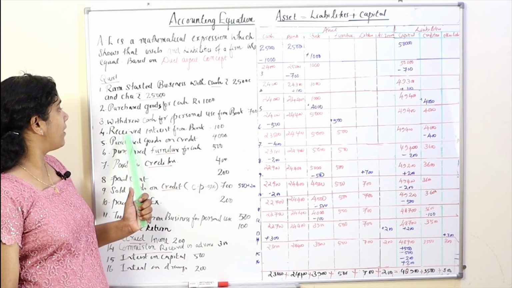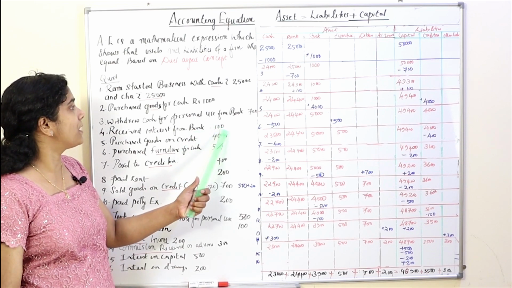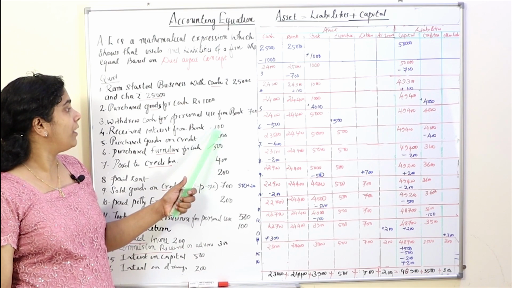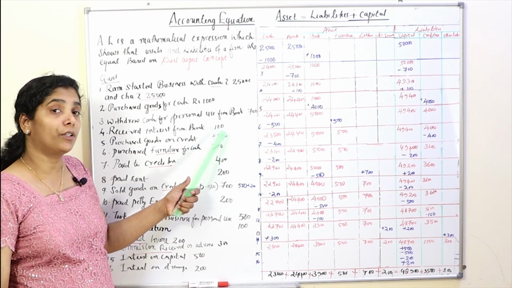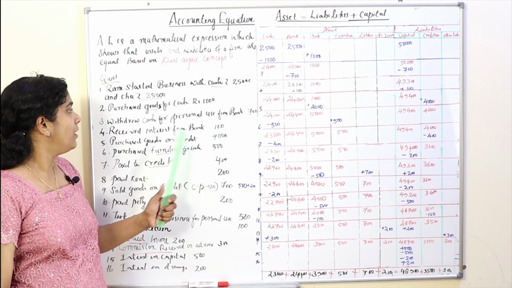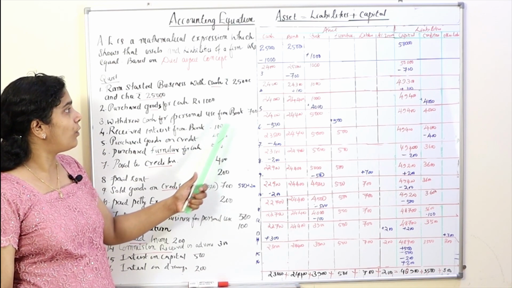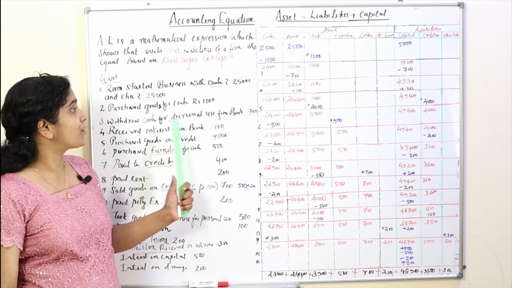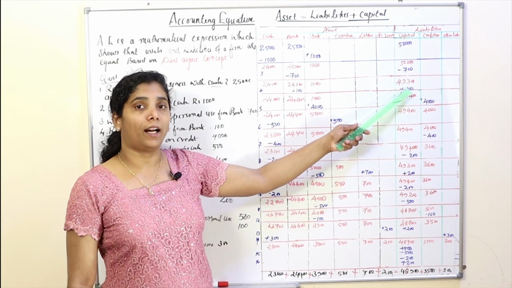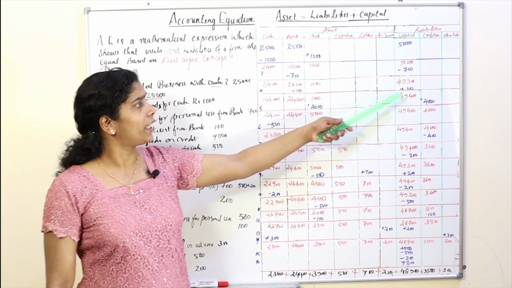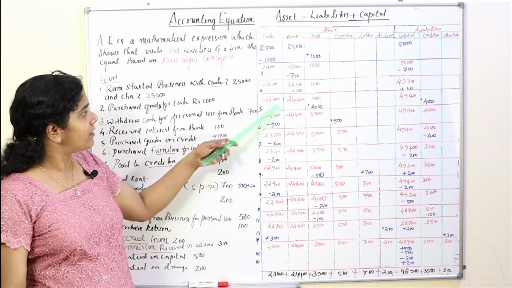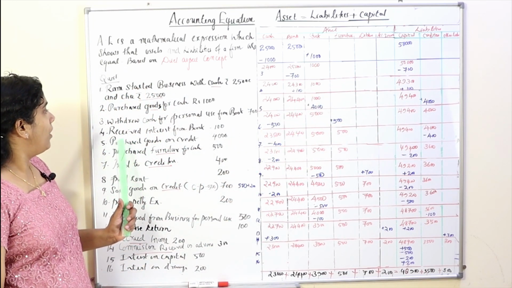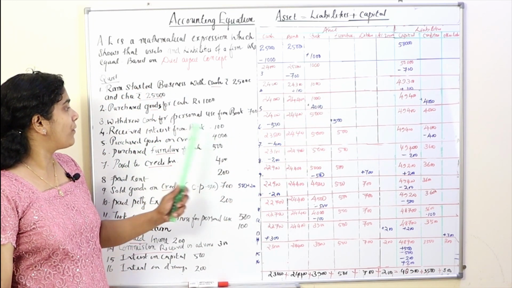Now the fourth one: received interest from bank rupees 100. The bank is increasing because the bank gave interest and added this 100 to our account. So, 100 bank is increasing, so plus 100 to bank, and whatever we receive now belongs to the owner. So, we have to add 100 to the capital. Now a new equation, and this is also tallying.